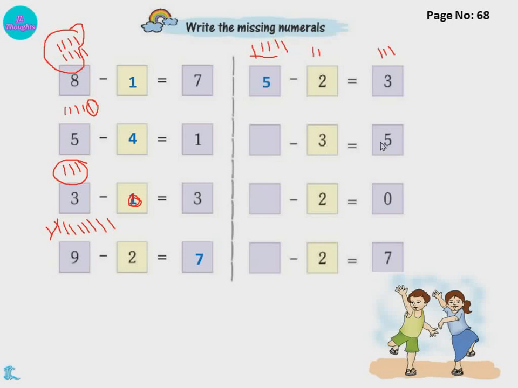Similarly here 3 plus 5. So 5, 6, 7, 8. Next 0, nothing is there. So you have to get 0 means what? We have to remove the same number. So 2 minus 2 is 0.